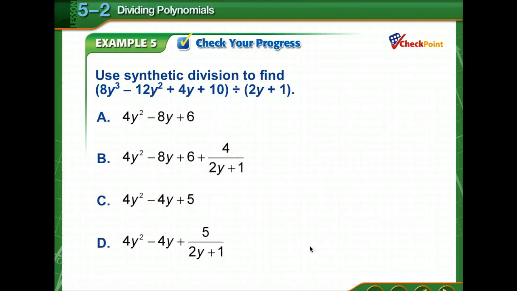Time for you to check your progress. So pause for a moment and work this problem, then come back and check your answer.